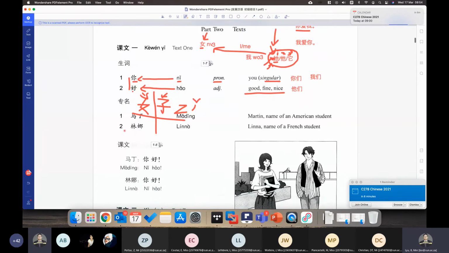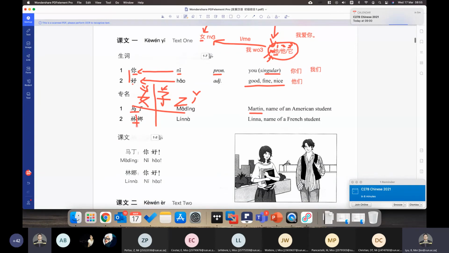Okay. We have 2 names, Ma Ding and Lin Na. Those are just a person's name. Ma Ding, obviously coming from Martin, is a transliteration. Lin Na. Another thing about Chinese names is that the surname comes first, and the given name comes second.